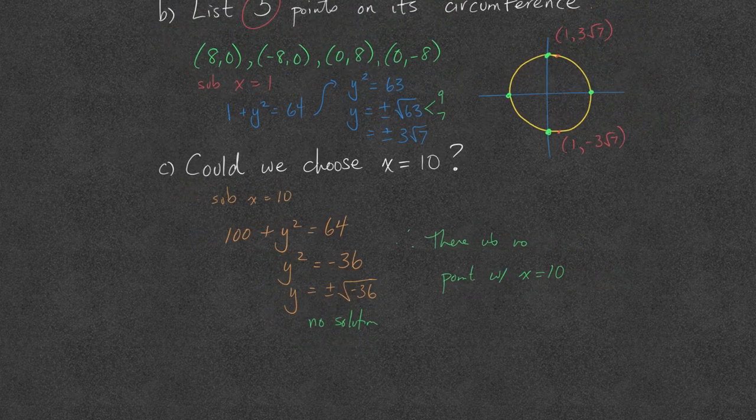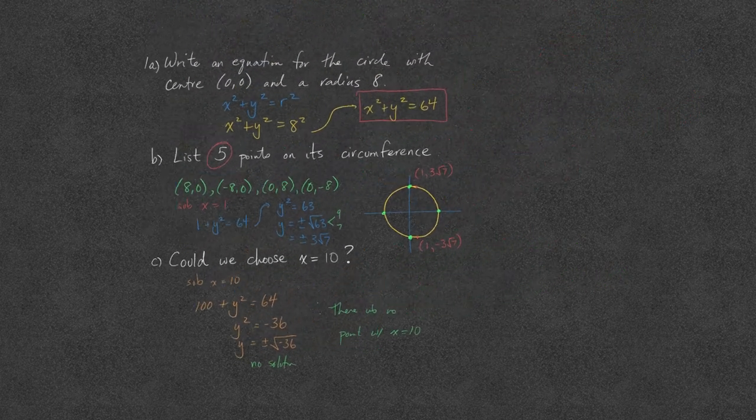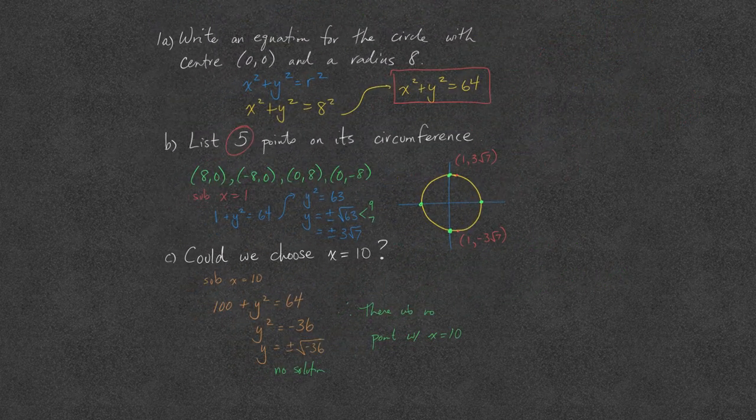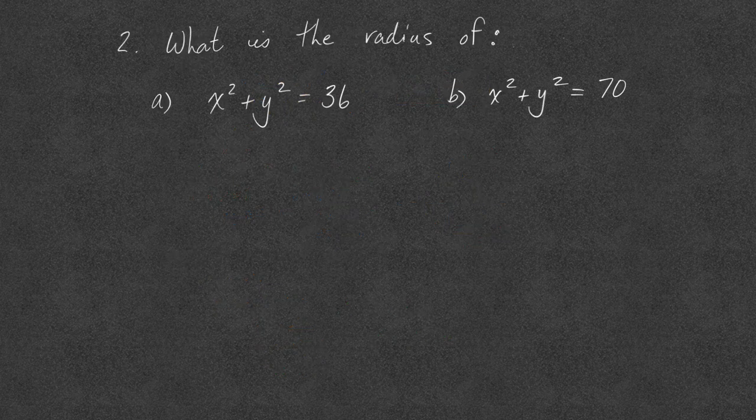Okay, I'm just going to shrink that down so we can see all of question 1. There's us just getting comfortable working with the equation of a circle. x squared plus y squared equals r squared. We were able to sub in a radius, we were able to find points on the circle, and we were able to find when we had no points on the circle. Okay, I want to keep things going with working with the equation of a circle.